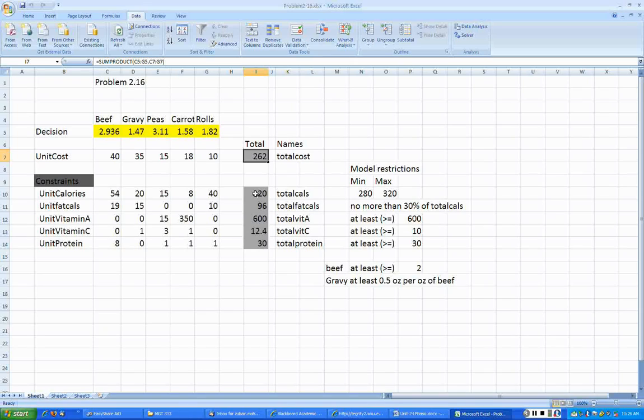So we are keeping the total fat calories to minimum, and we are keeping the total calories to maximum, and we are getting exactly 600 units of vitamin A. That's what is required. You are getting 12.4 units of vitamin C, greater than 10. Then you are getting exactly 30 units of protein. That's what it is. And now you got to use at least 2 ounces of beef. We are using 2.936. At least half of that ratio should be the gravy, and we are getting exactly half that ratio, and that solves this problem.